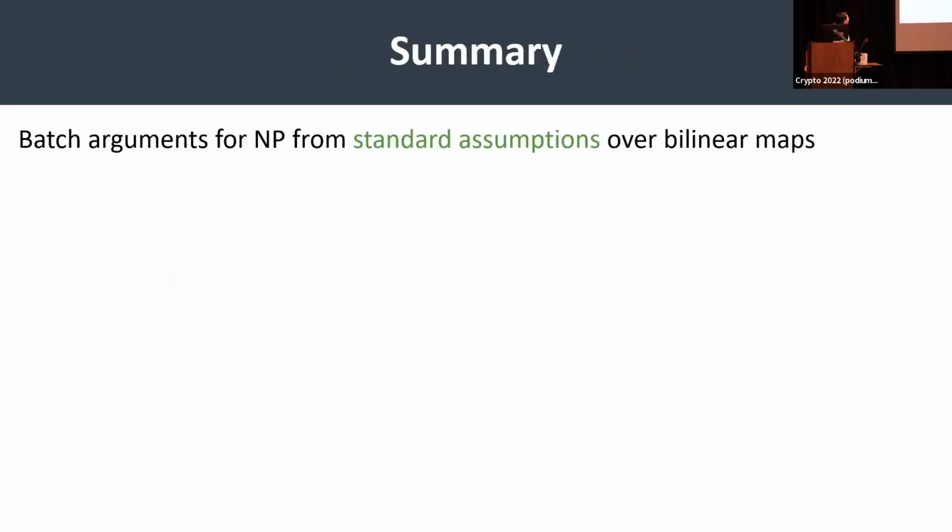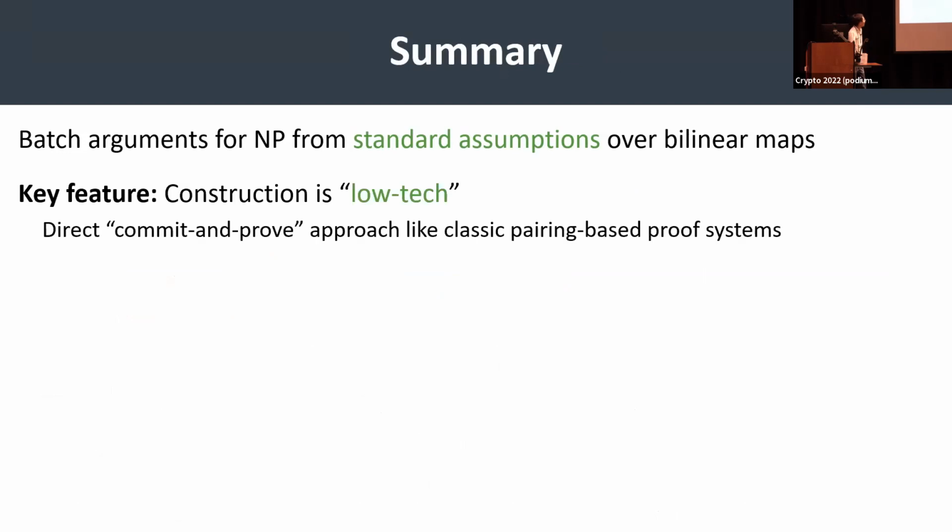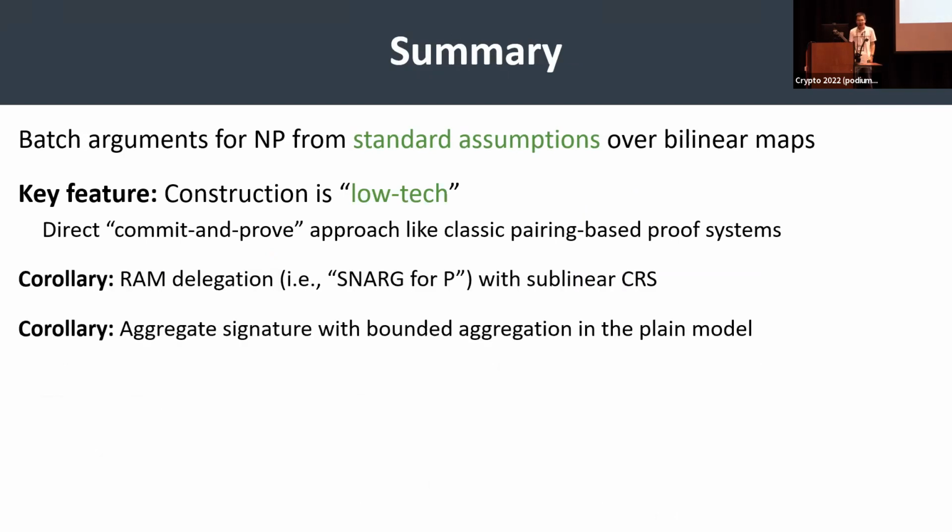Okay, so to wrap up, the focus of this talk has been on constructing batch arguments from standard assumptions over bilinear maps. The key feature of our construction is that it gives a very direct algebraic construction of batch arguments, and avoids the heavy cryptographic or information theoretic tools that have been commonly used in previous constructions. It gives a direct commit and prove approach for realizing batch arguments. And as corollaries, we get a RAM delegation scheme, and we get an aggregate signature scheme that supports bounded aggregation in the plain model. And with that, I'll conclude.